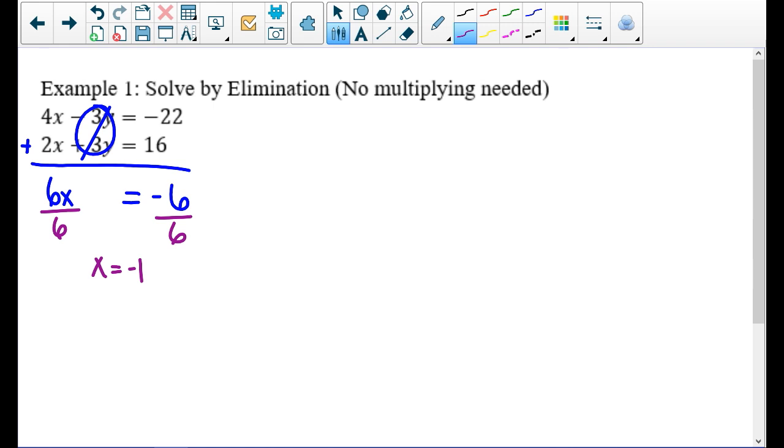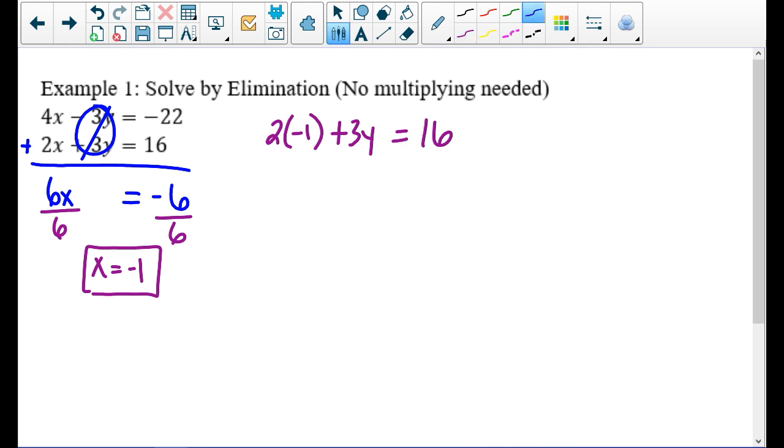So now take this negative 1, and we're going to plug it back into one of the two equations. It can be one of the original equations. At some point in the next equation or next example, we're going to modify one of the equations. But you're going to take this x and plug it back in for x in one of those equations up above. So I'm just going to use the bottom equation. So 2 times negative 1 plus 3y equals 16. And again, I just used it because it has smaller numbers. So 2 times negative 1 is negative 2.